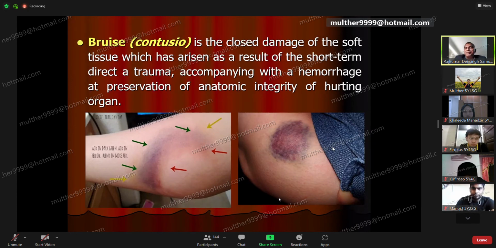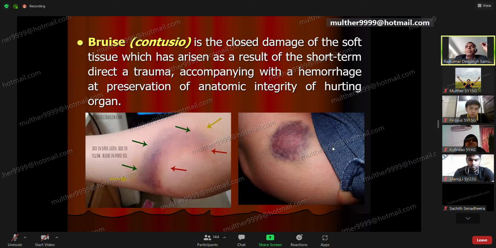What is a bruise? Here in the picture you can see a bruise already. A bruise is a closed damage of soft tissue. When you have a bruise, it's not going to bleed from here. It is a closed damage of soft tissue, resulting from the short-term direct impact of a trauma. So the traumatizing force acted on the person only for a short time.